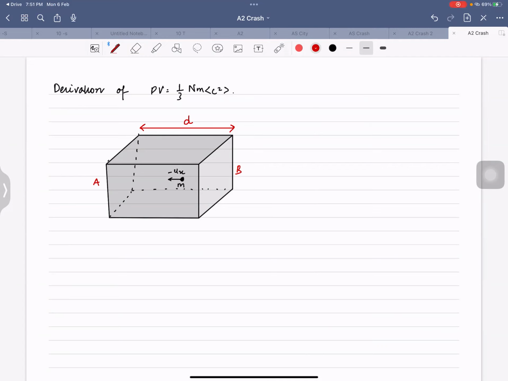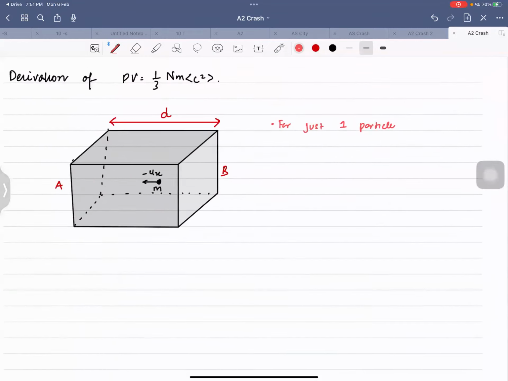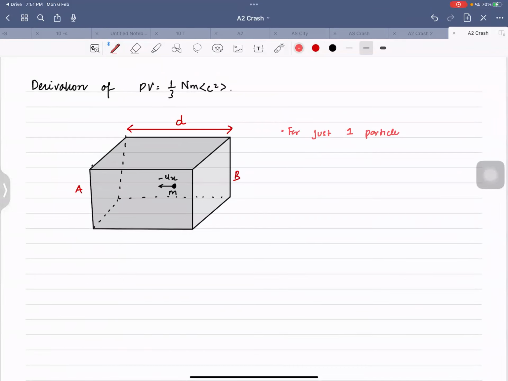First of all, we're going to look at this container. Usually this container and its shape are already given to you in the exam, so you don't have to worry about that. But we start this derivation for just one particle. For just one particle, it goes from B, hits A, and back to B. So this is like one whole oscillation, right? It goes back and forth like that.